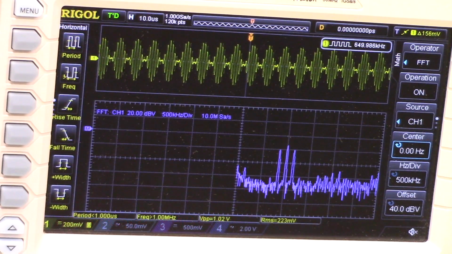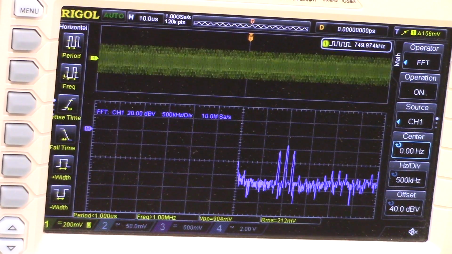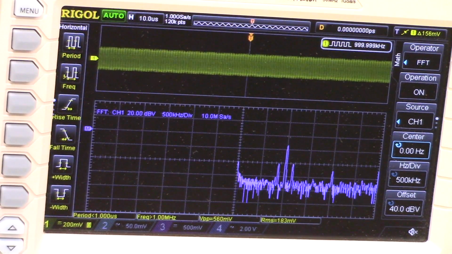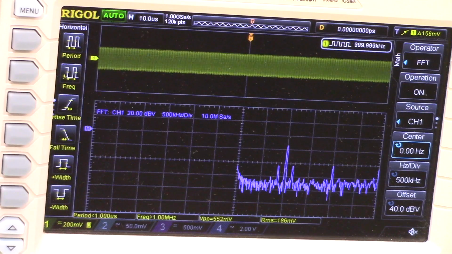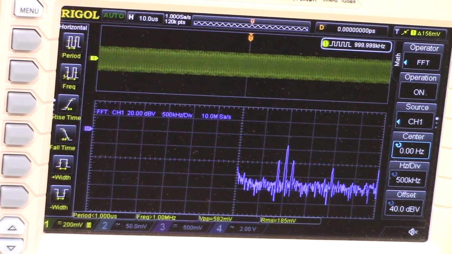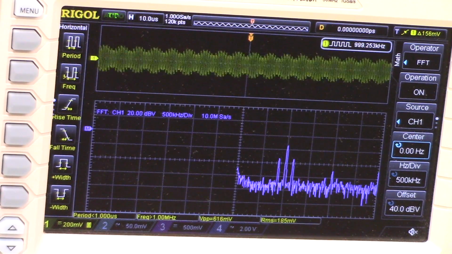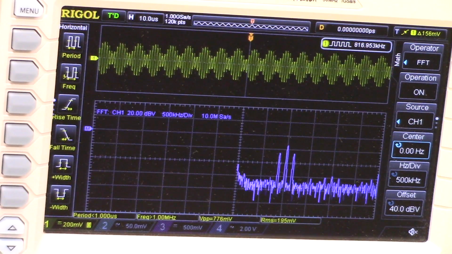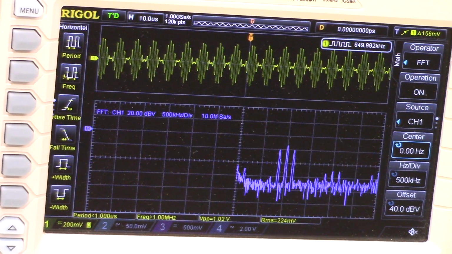If I now decrease the modulation, you can see the sidebands begin to fall away, but they don't change in terms of frequency. Okay, so that's 40% amplitude modulation there. There's 20%, and so on. Okay, and there's 100%.